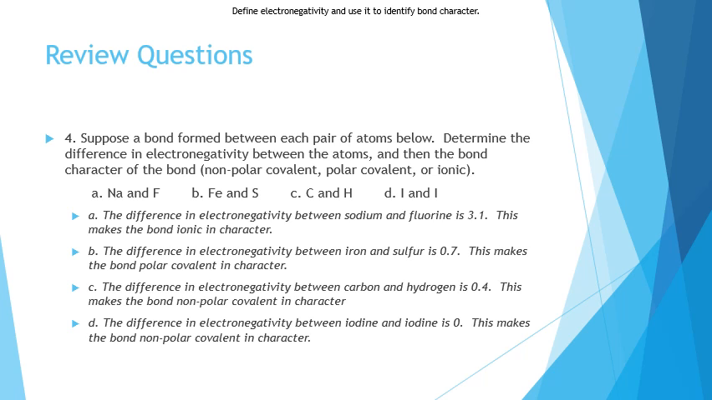And then finally, we have iodine bonding to iodine. Here the difference is 0 because it's the exact same element. So this is going to be another nonpolar covalent bond. In fact, we would say this is a 100% covalent bond. It is perfectly covalent. The electrons are shared perfectly equally because those electronegativities are identical.